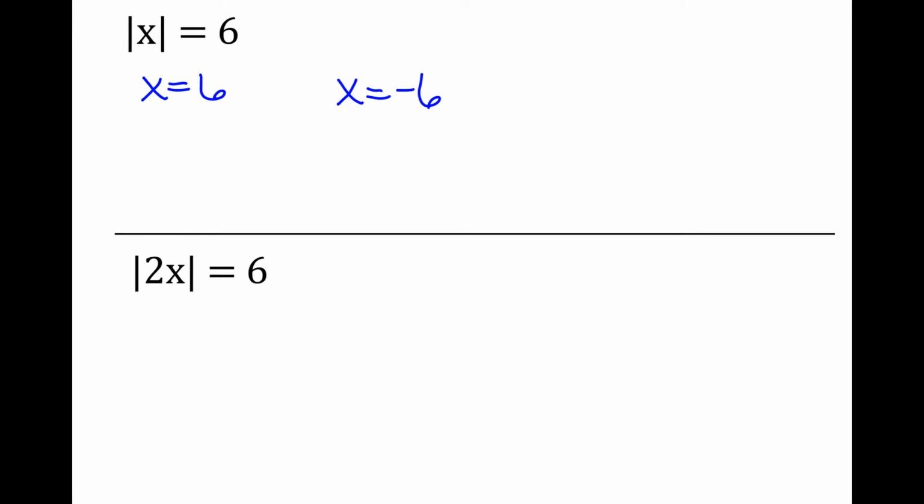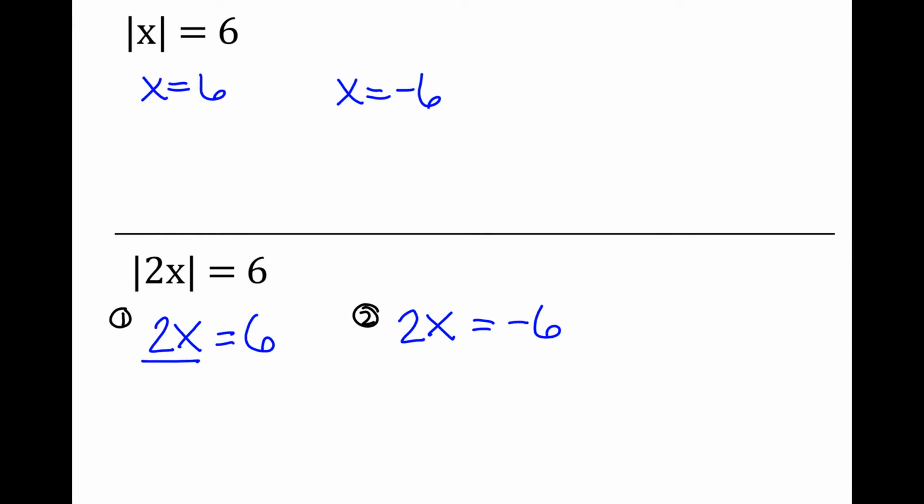Looking at the bottom equation, the absolute value of 2x equals 6. Again, we'll have two options. 2x, the inside could be 6, or the inside could be -6. Now to get our two answers, we're just going to solve both of these equations.